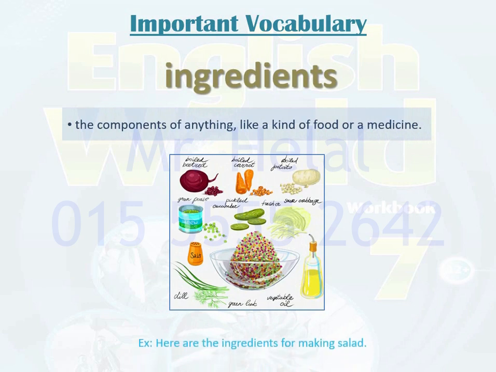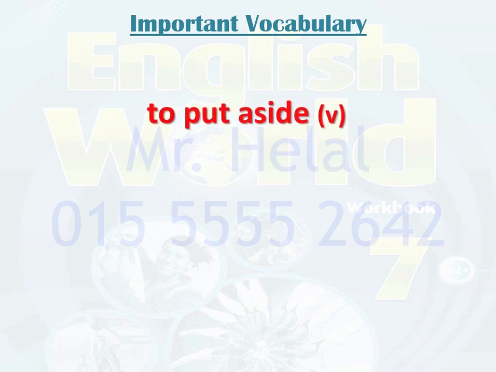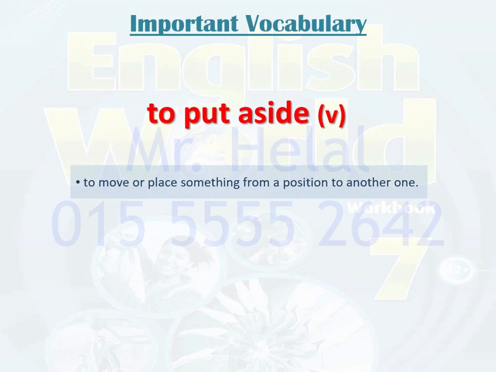Example: Here are the ingredients for making salad. يعني هي دي المكونات بتاعت تصنيع السلطة. To put aside. To put aside is a verb which means to move or place something from a position to another one. Put aside يعني يضع جانبا، يعني ينقل حاجة من مكان يحطها في مكان تاني.